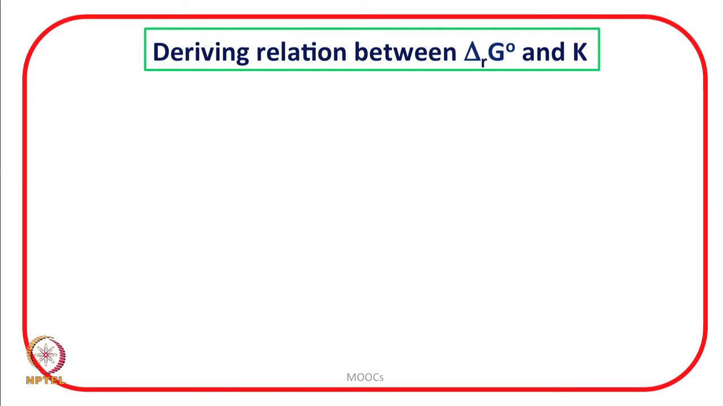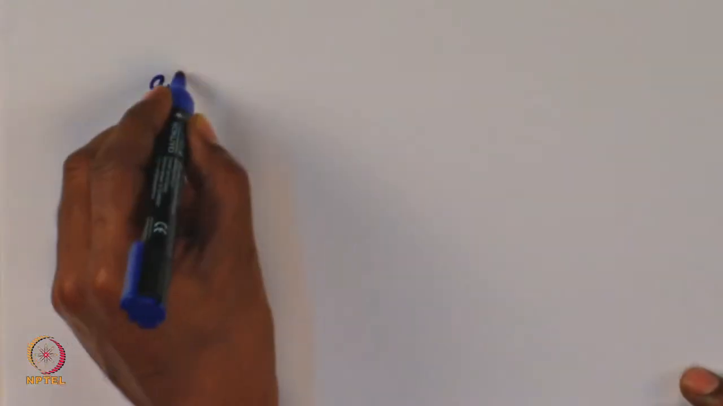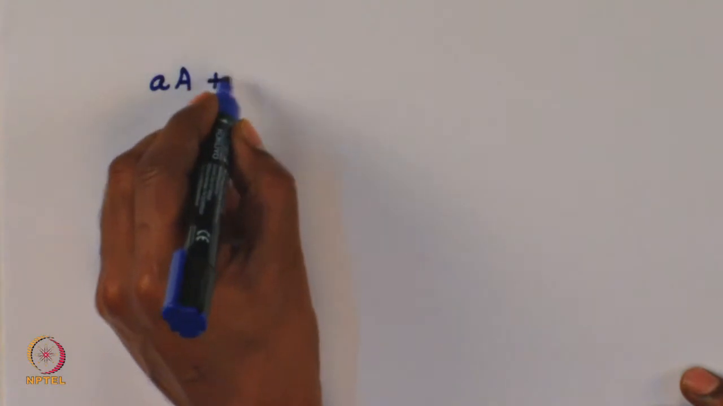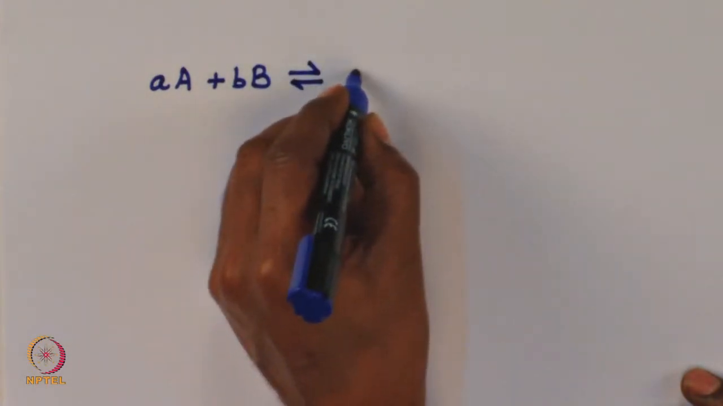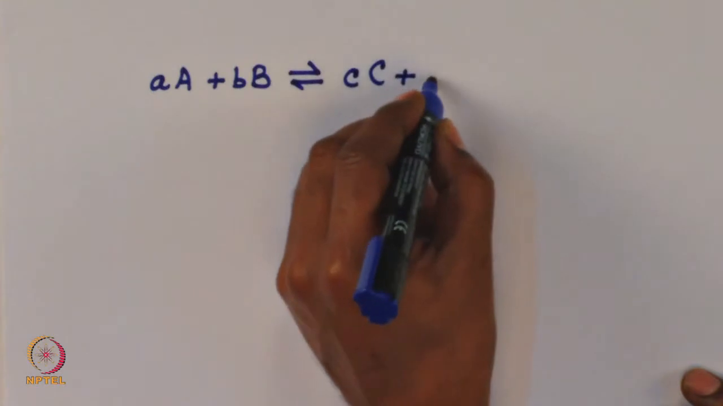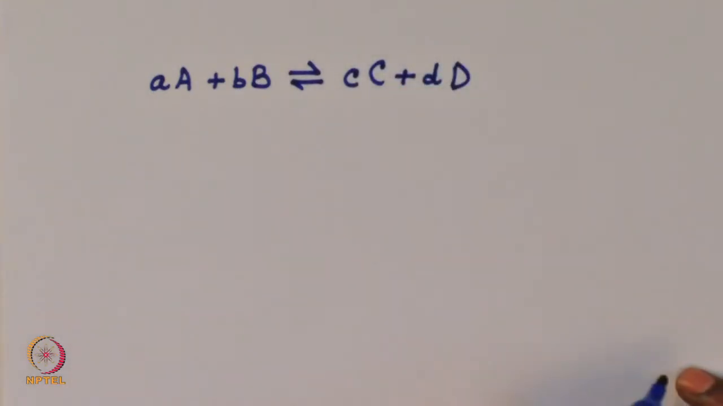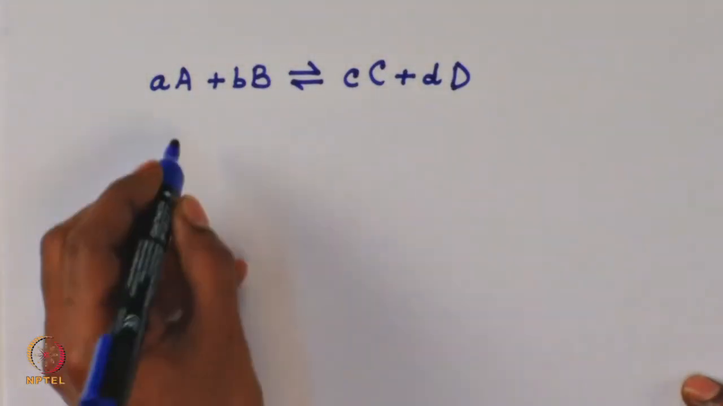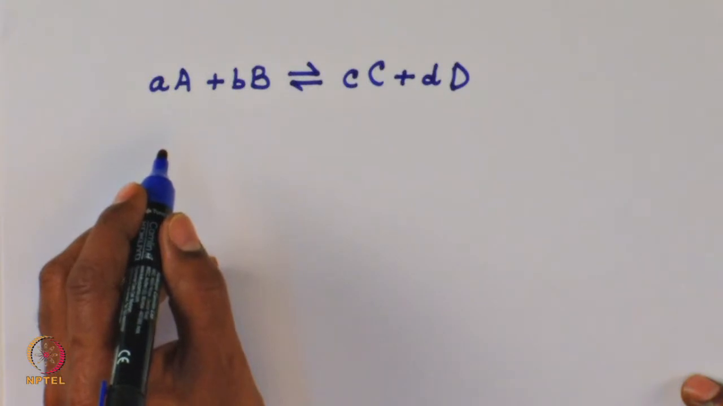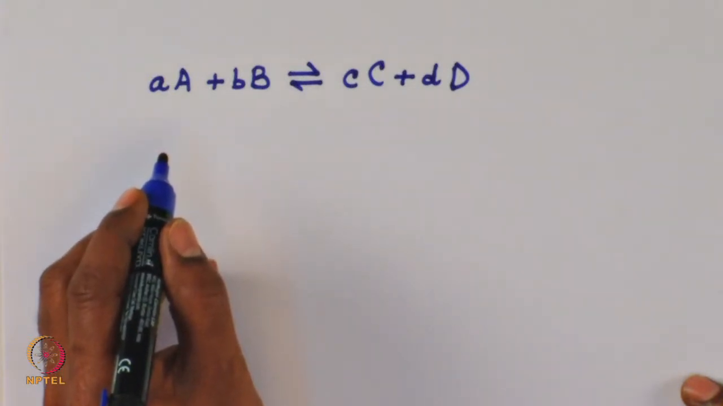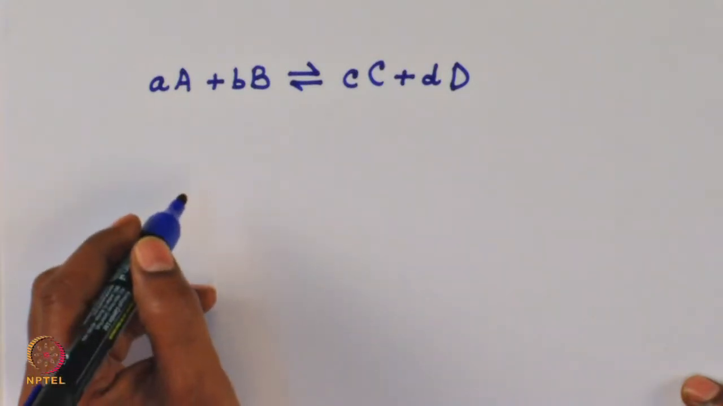Let us start by taking an example of a general reaction of the type: a moles of A react with b moles of B, and this forms c moles of C plus d moles of D. And as we discussed earlier, in order to derive a relationship between standard reaction Gibbs energy and equilibrium constant, there are 2-3 steps.